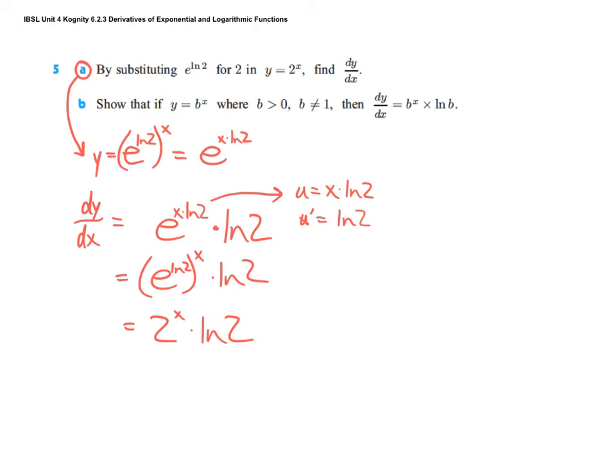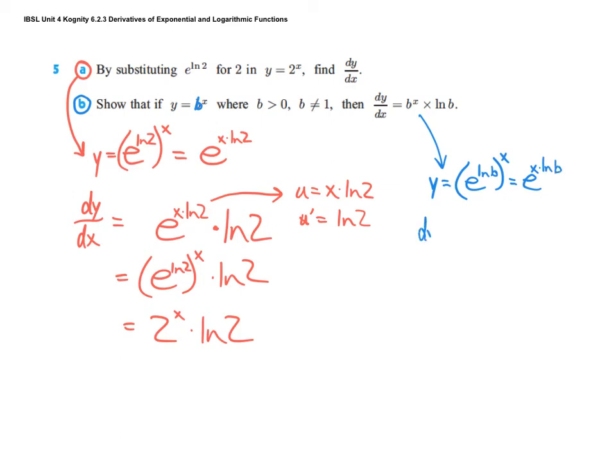Well, if we were to look at part B, where it just has a constant b being raised to the x, let's work through this whole process. Just like we did, instead of e to the ln of 2, I'm going to use e to the ln of b. So y equals e to the ln of b, to the x. That's the same thing as b to the x power. That equals e to the x times ln of b.